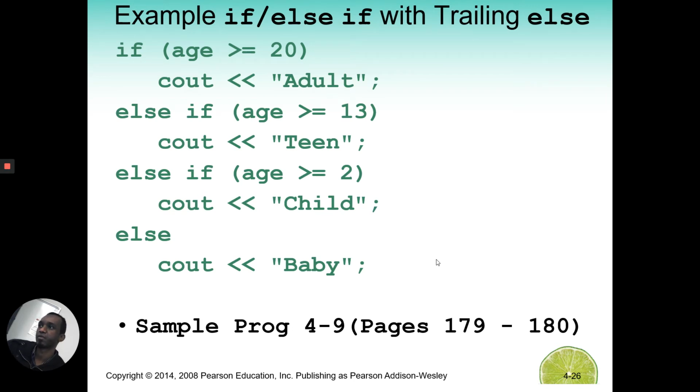So here you have with the trailing else's, if age is greater than or equal to 20, see out, you're an adult. Else, if age is greater than 13, see out, you're a teen. Else, if age is greater than or equal to 2, see out, you're a child. Else, see out, a baby. Kind of like the default here. Kind of like the do nothing part of it.